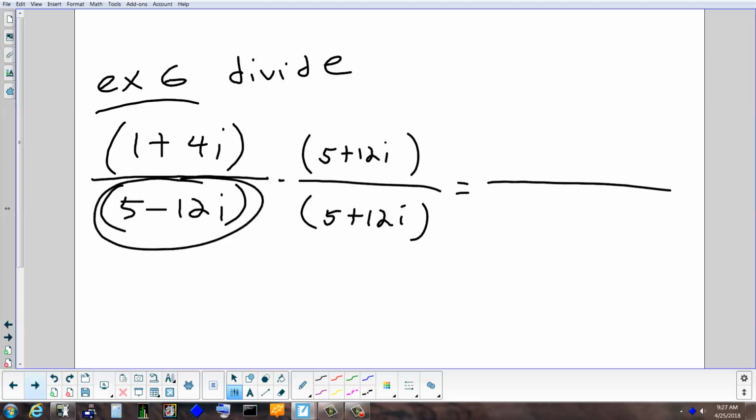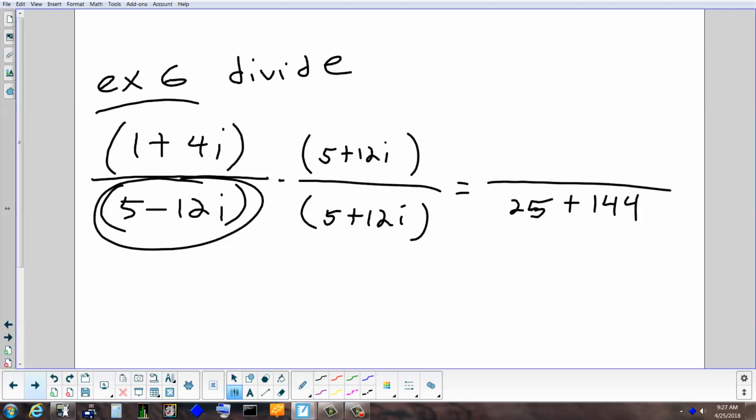Now in the bottom, I can FOIL this quick. 5 squared plus 12 squared. That's the shortcut. 25 plus 144. Again, if you don't like the shortcut, FOIL it all out, and you'll get exactly the same thing. Now in the top, there is no shortcut. You got to just do the whole thing out the old way.